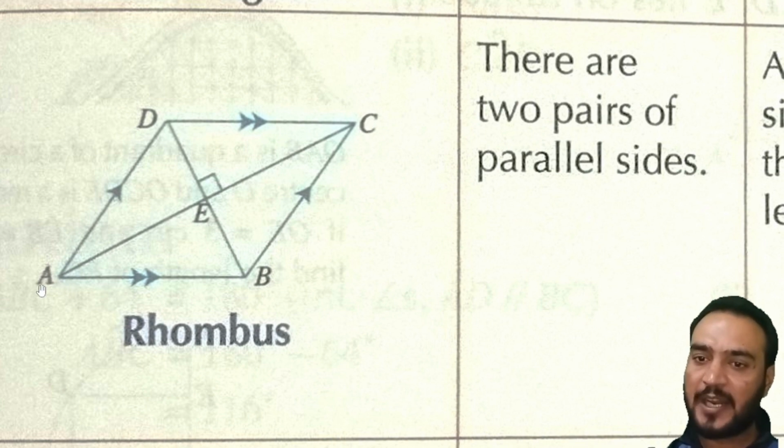Opposite sides are parallel. It means that AB is parallel to DC, which is shown by two arrowheads. BC is parallel to AD and it is shown by one arrowhead. The diagonals intersect at an angle of 90 degrees. AC is a diagonal and BD is also a diagonal. Both these diagonals intersect at an angle of 90 degrees.